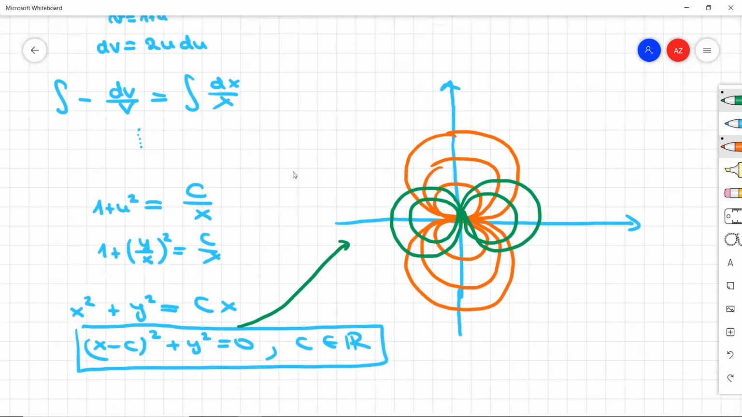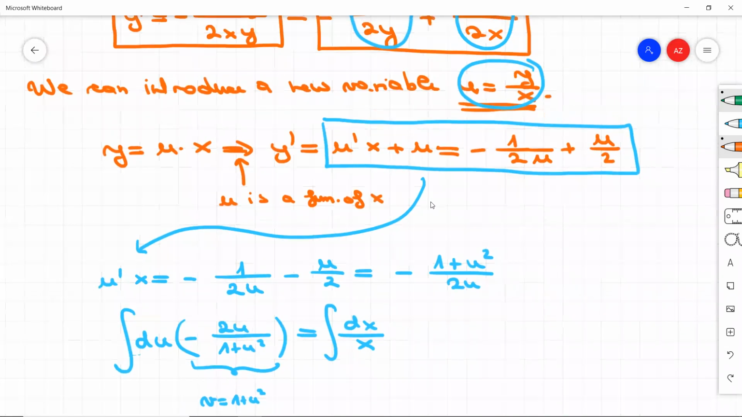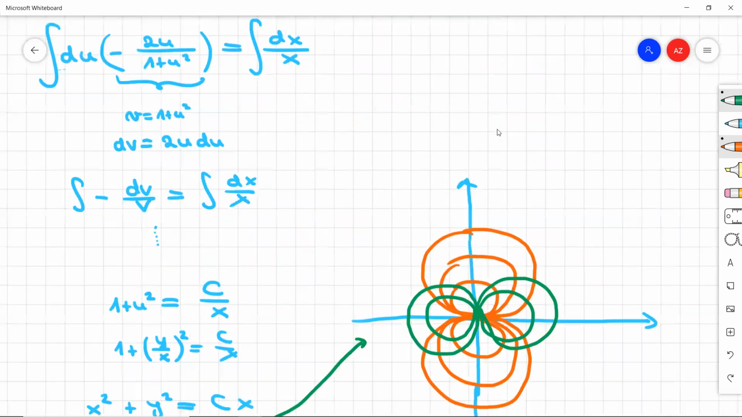So the idea was to demonstrate this homogeneous differential equation. Whenever you have a differential equation of the form y prime is equal to a function which can be expressed as a function of u, y over x, then you can introduce the new variable u, and the differential equation becomes a separable differential equation, and you can solve it explicitly.